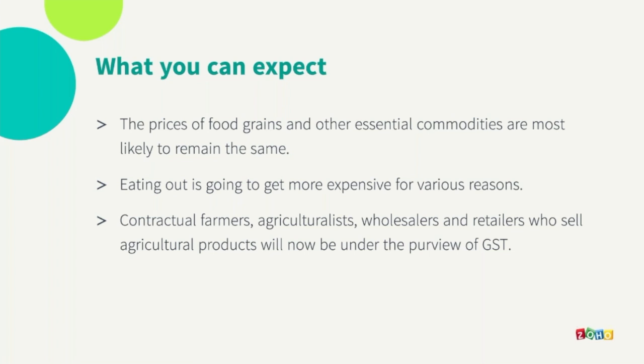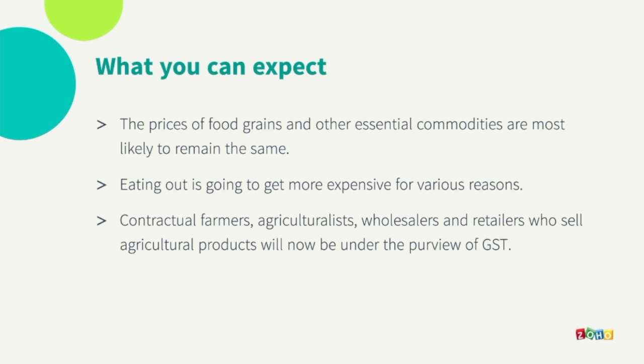Then the second takeaway here is that eating out is going to get a lot more expensive for various reasons. The first reason being taxation on contractual farming. If you take any popular restaurant chain within your vicinity, especially the bigger ones, the multinational ones, they actually have contracts with farmers directly, so that these farmers produce goods like potatoes and other crops for them, and then they ship it to them. So such goods and such transactions are now going to come under the purview of GST, and so that's going to increase your prices in one way.